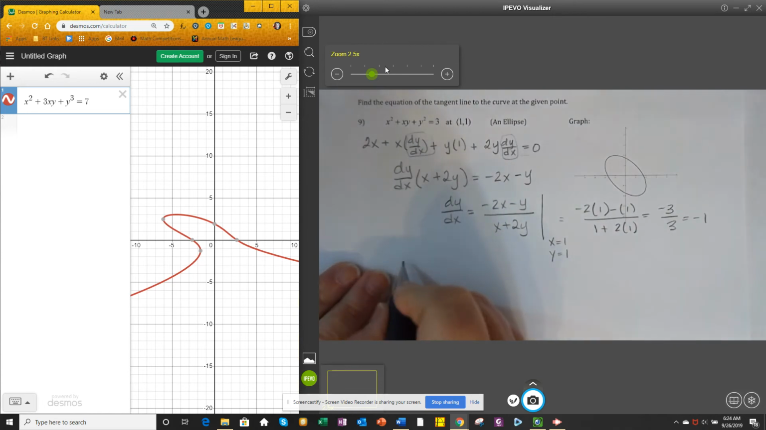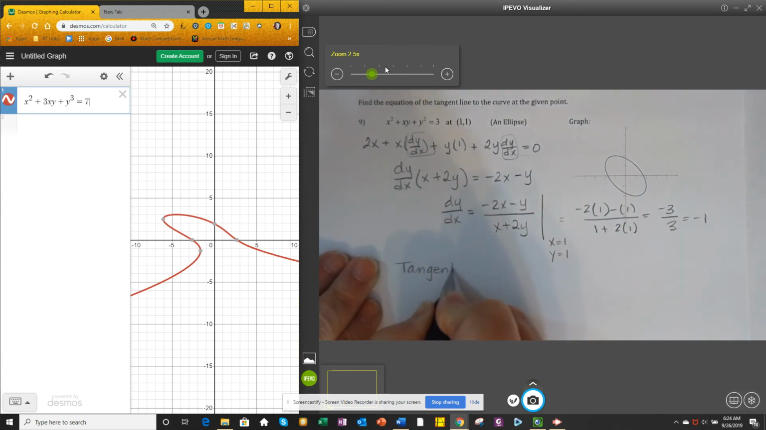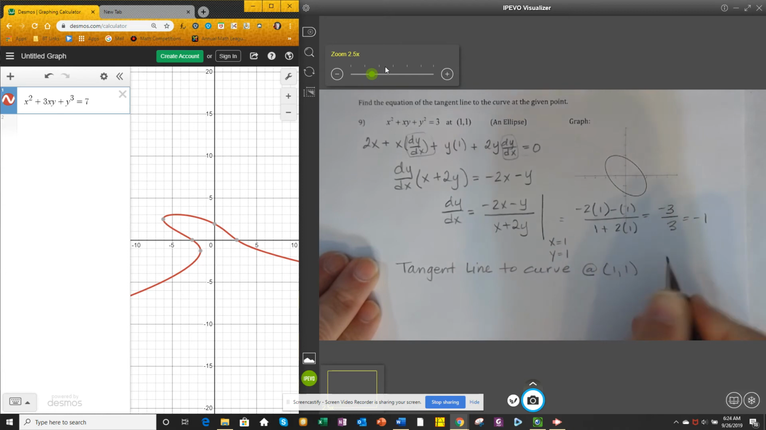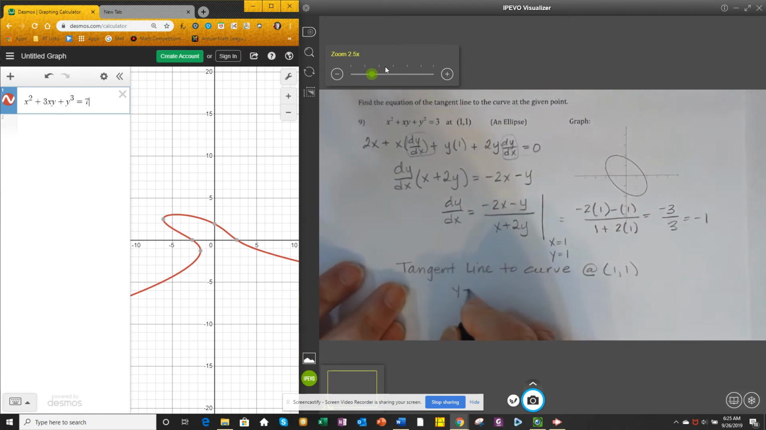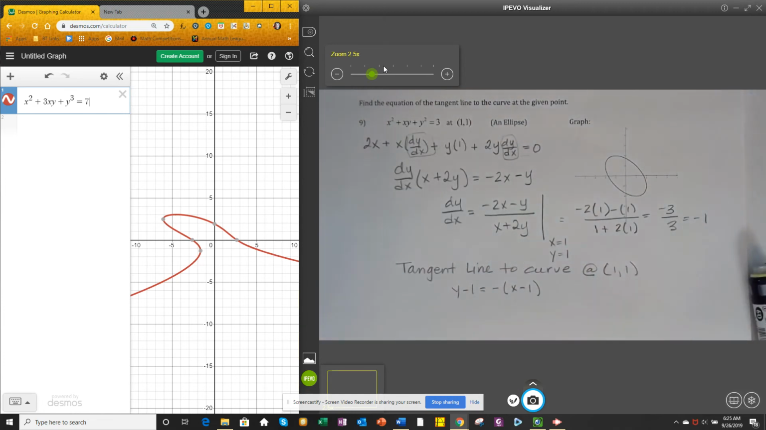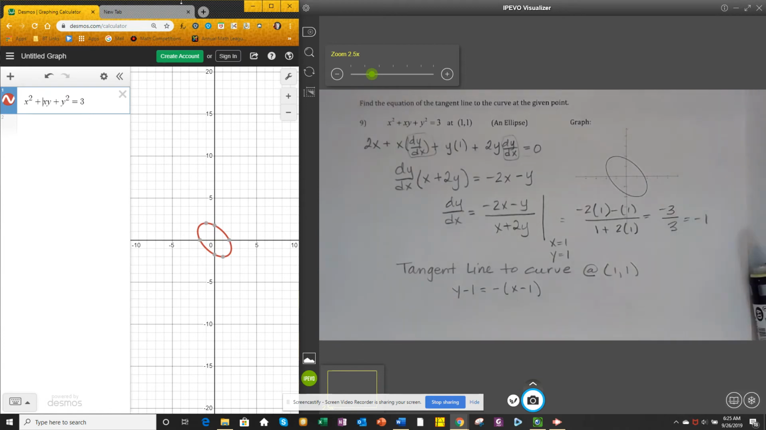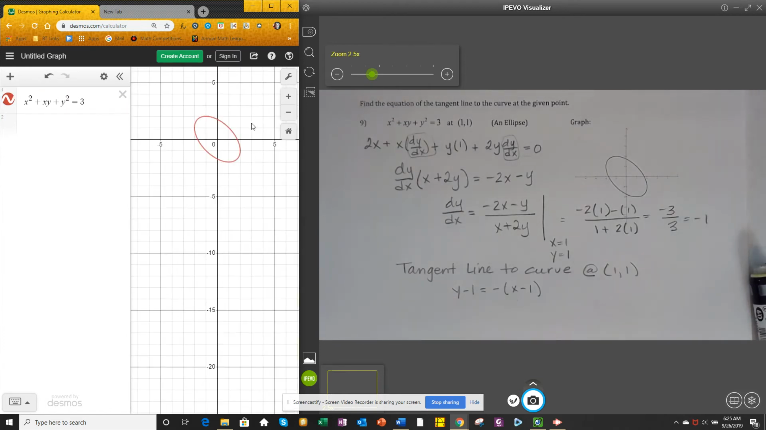And if I wanted to find the equation of the tangent line, so the tangent line to the curve at (1, 1) is going to be y minus 1 equals negative (x minus 1). And since we have Desmos out, let's see if we're right. I'm going to change my curve up here, make this a 2, and I need to make this a 3. And we're going to get rid of that. There's our ellipse. I'm going to make that a little bit bigger so we can see it.